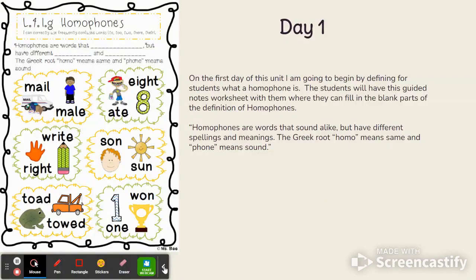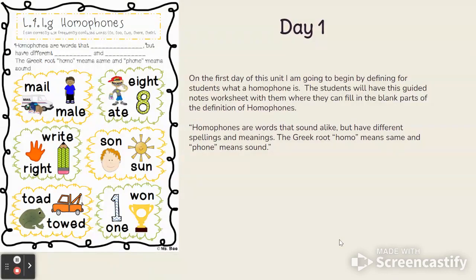All right. On day one, I'm going to introduce what a homophone is. I'm going to start by defining for the students what a homophone is. They're going to use this worksheet, which helps them at the very beginning with guided notes. They are going to fill in the blank parts of the definition of homophones, which is: homophones are words that sound alike but have different spellings and meanings. The Greek root homo means same and phone means sound.